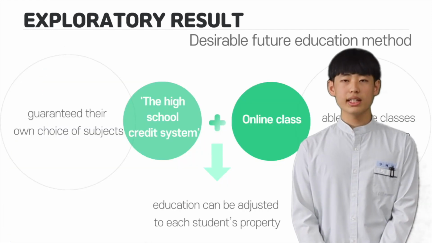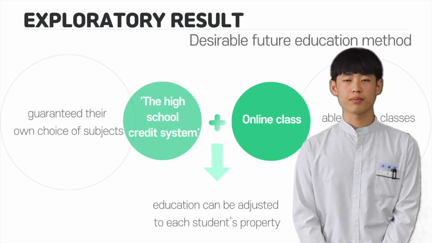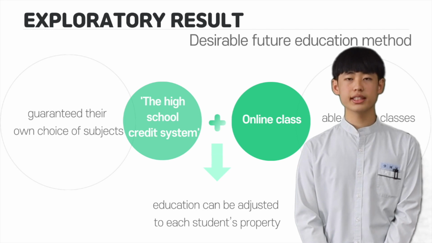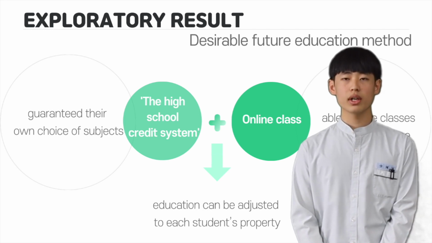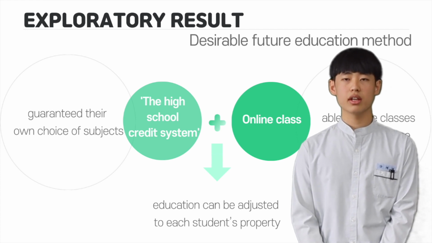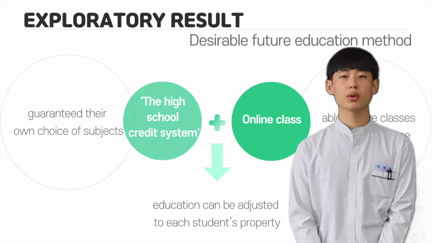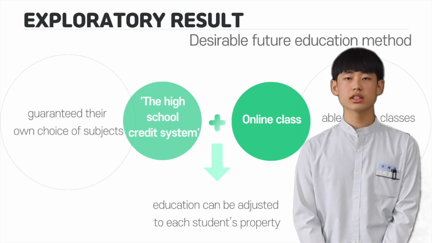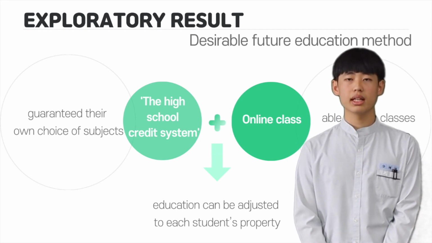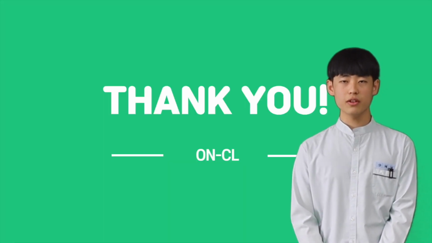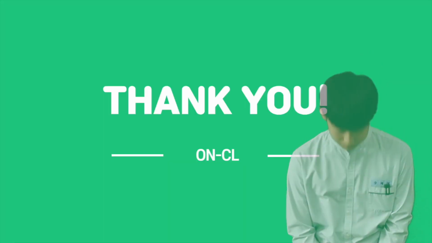Finally, what is a desirable future education method? In our opinion, if the high school credit system is implemented with online classes, students will not only be guaranteed their own choice of subjects, but also be able to take classes at their own pace. So, the education can be adjusted to its students' property. Isn't it wonderful? Thank you for listening.